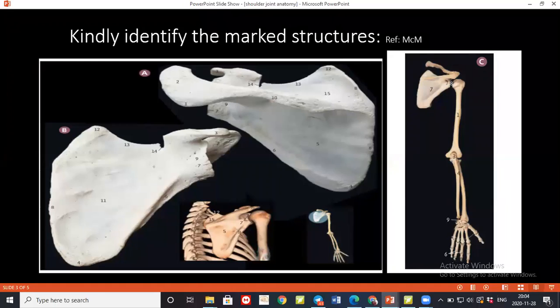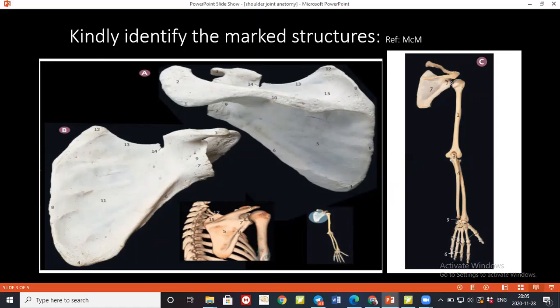Good. And if you can please identify number 5 here. It is infraspinous fossa and origin of infraspinous muscle. Very good. Okay. Coming here to picture B, if you can identify what is here in number 11. It's, ma'am, subscapular fossa, origin of the subscapularis muscle. All right. Good.